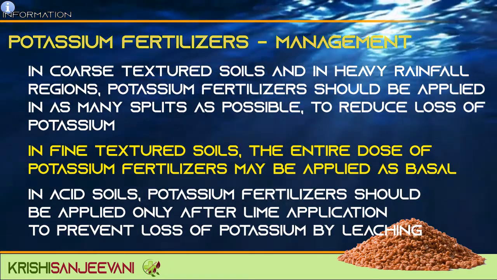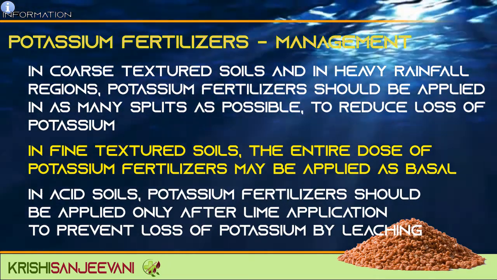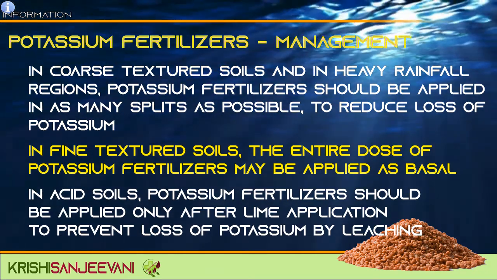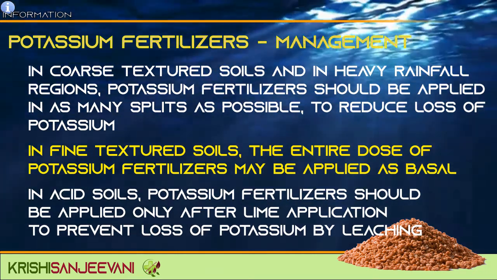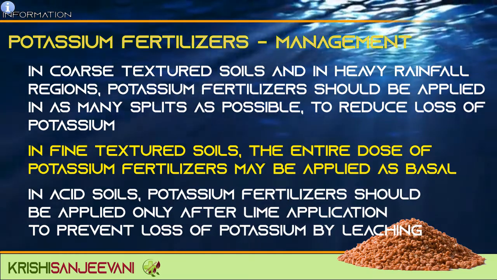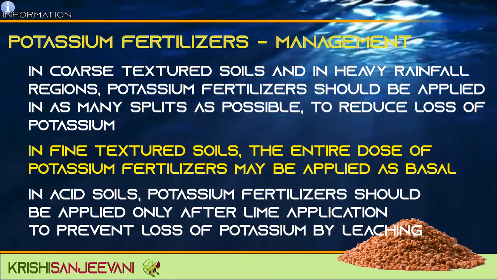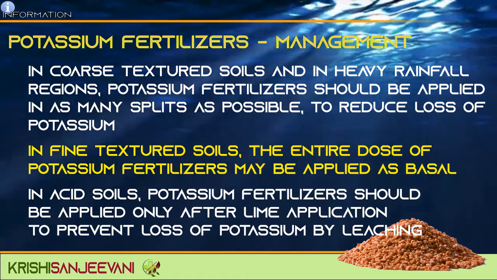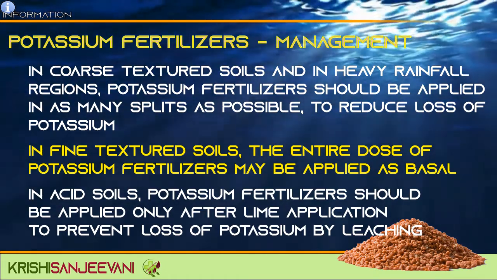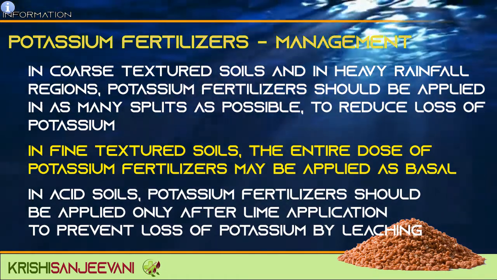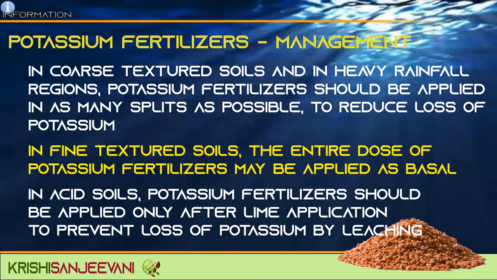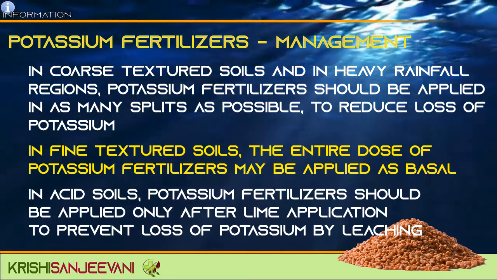Management of potassium fertilizers. In coarse textured soils and in heavy rainfall regions, potassium fertilizers should be applied in as many splits as possible to reduce loss of potassium. In fine textured soils, the entire dose of potassium fertilizers may be applied as basal. In acid soils, potassium fertilizers should be applied only after lime application to prevent loss of potassium by leaching.